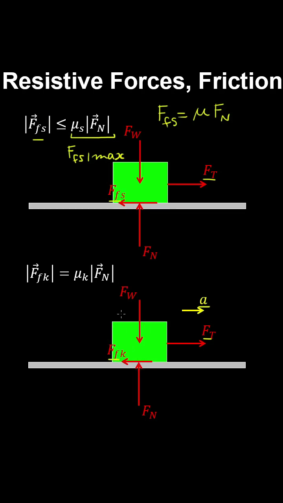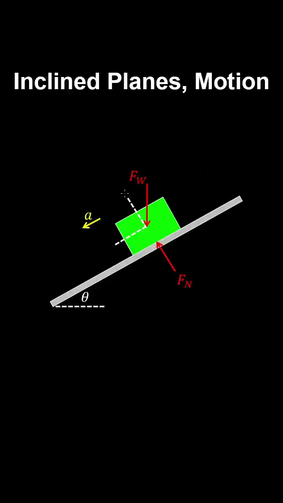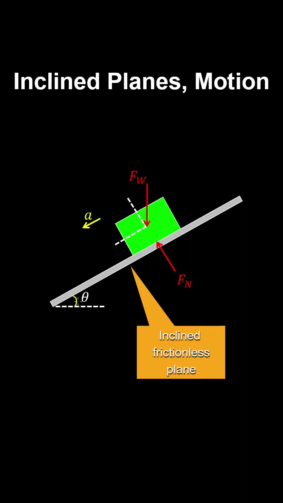So the object is easier to move when it's sliding. And in this case, the magnitude of the kinetic friction force is also proportional to the magnitude of the normal force using the kinetic friction coefficient. Let's consider the motion of this block along an inclined plane with some angle theta from the horizontal.